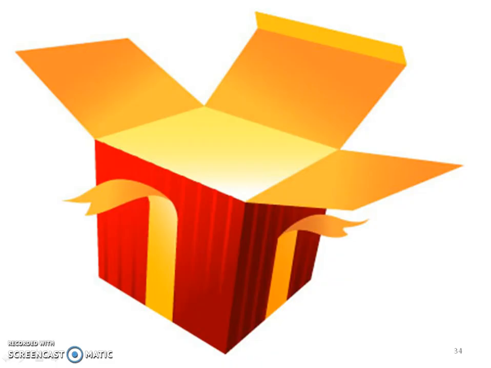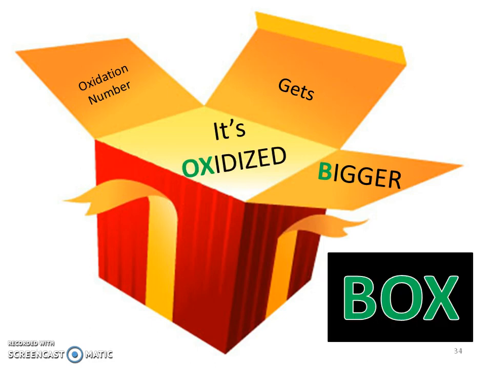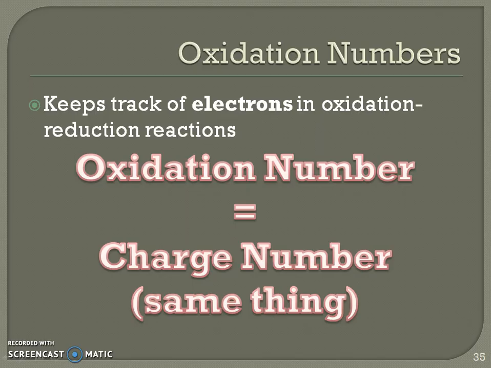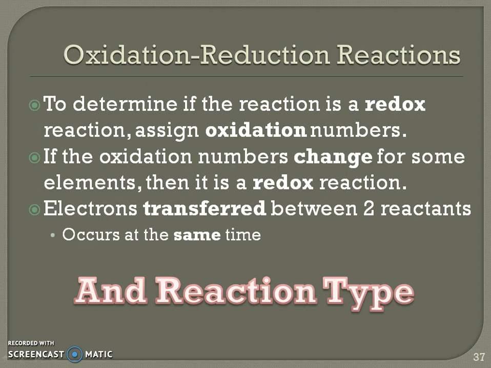Or I like this one the best. If you think of a box, especially when you're opening one as a gift, your oxidation number gets bigger. It's oxidized. So I like to remember BOX. Oxidation number gets bigger. It is being oxidized. So yes, you need to keep track of those electrons by assigning all elements an oxidation number or a charge number. They mean the same thing. You need to be able to do that and look over those rules on page 132, as well as Mr. Bozeman's science rules, and of course we'll do some practice problems.